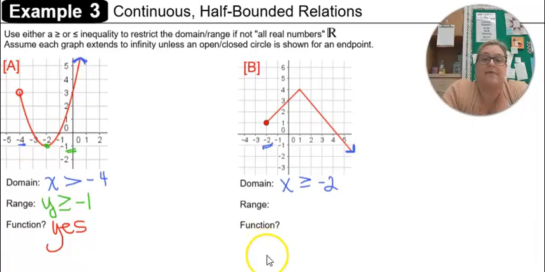Okay, now let's look at the range. Range is y values, right? We want to start at the bottom, go up to the top. So our y values have no bottom, right?